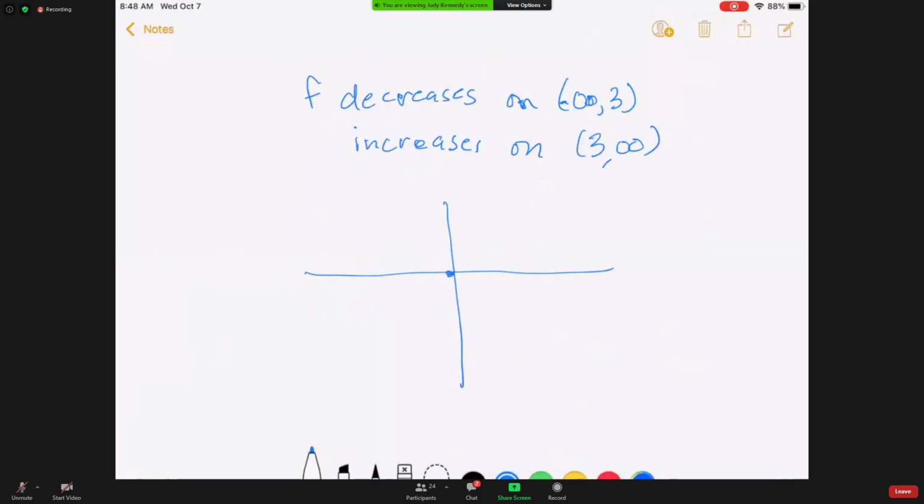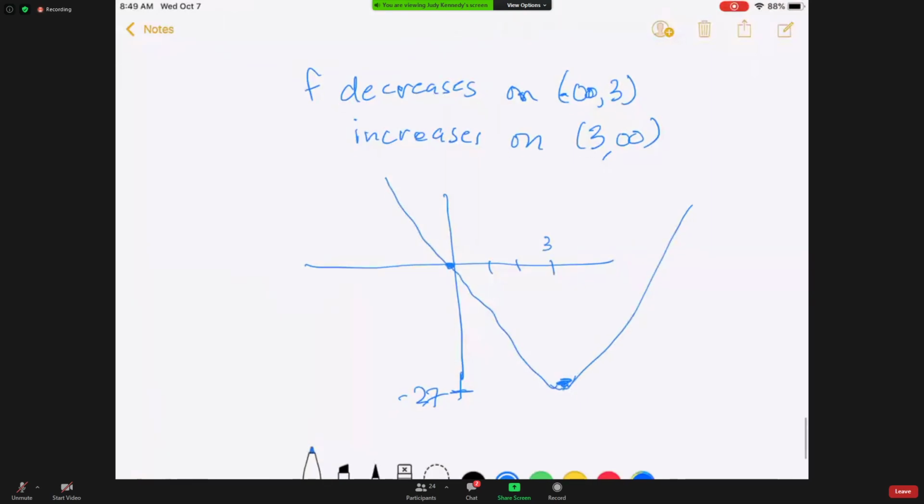f of 0 is 0. f of 3 is minus 27. I'll put it there. And f, okay, it's decreasing, and then it starts increasing. And it's a polynomial, so it's going to go up to infinity as x goes to minus infinity or x goes to plus infinity for this particular function. Okay, that's as much information as I can get out of the first derivative.